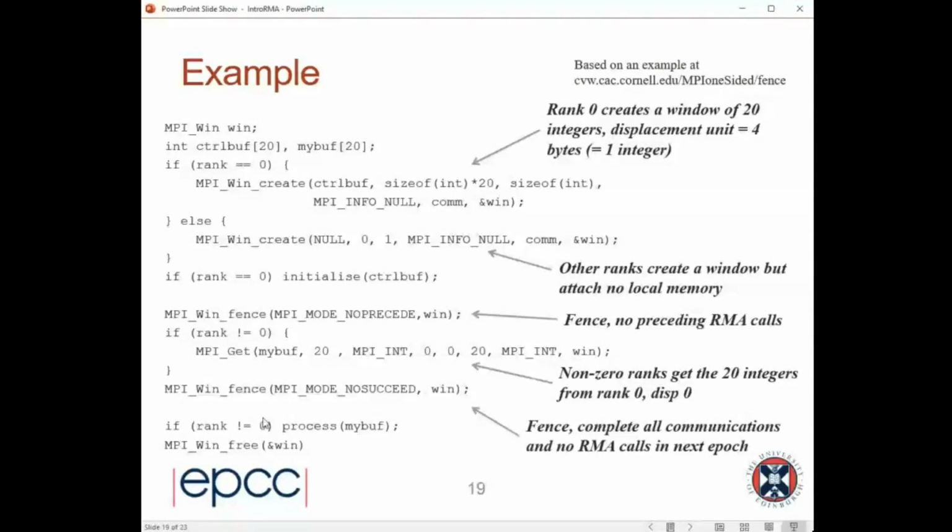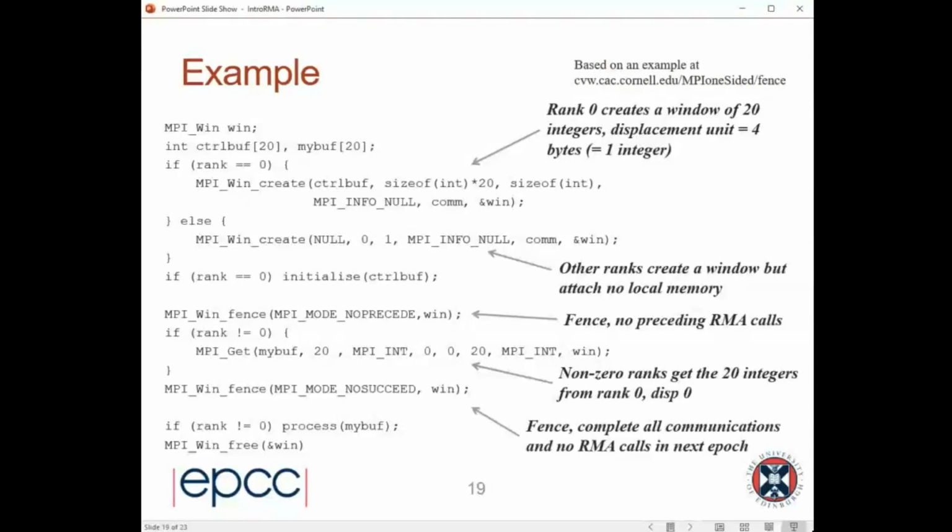And then I do an MPI win fence. Without this win fence, these gets are non-blocking. It's only after the win fence that they're guaranteed to have completed. And we can say MPI mode no succeed. We're saying there's going to be no RMA calls after this. This is very much somewhat gilding the lily. And then if rank is not equal to 0, we can process the buffer, and then we can free the window.